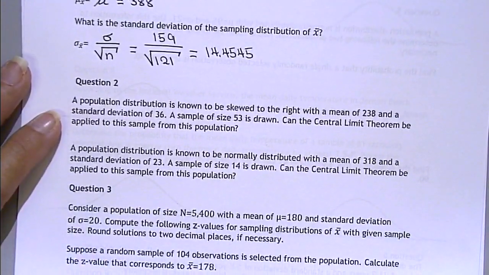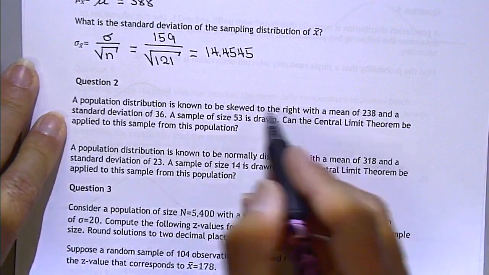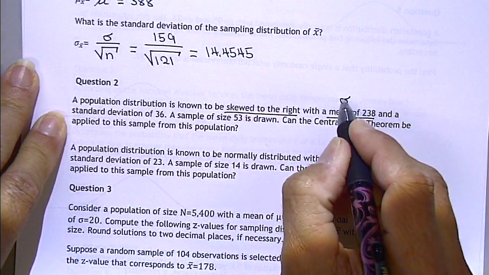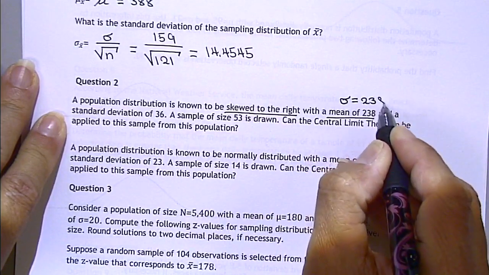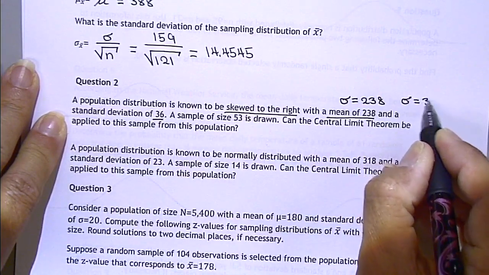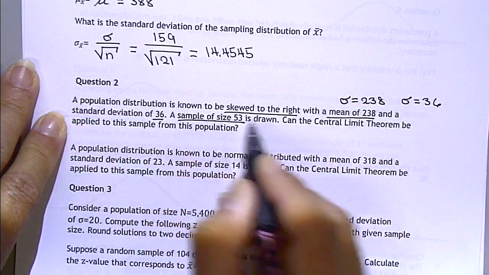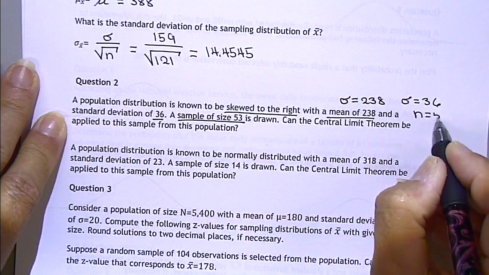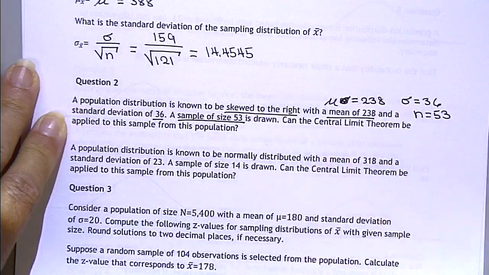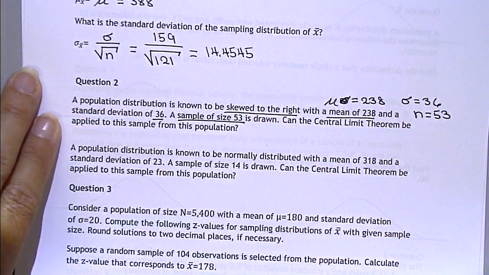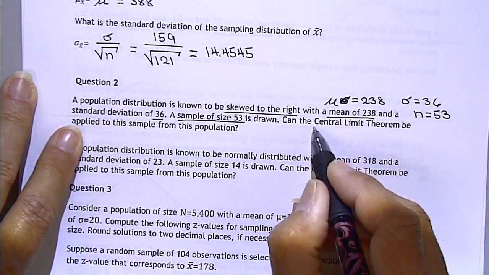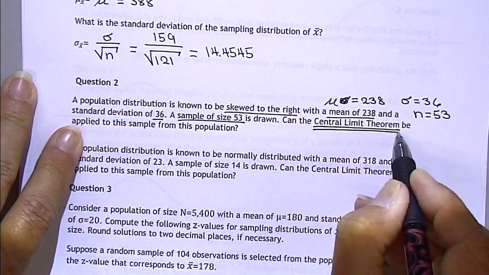Number 2, a population distribution is skewed to the right. It has a mean of 238. In other words, it has a population mean of 238 and a standard deviation of 36. So that's the population standard deviation. And then they say a sample of size 53 is drawn. I want you to get used to picking those 3 things out of every problem that you get, or most of the problems are going to have them. And then it says, can the central limit theorem be applied?